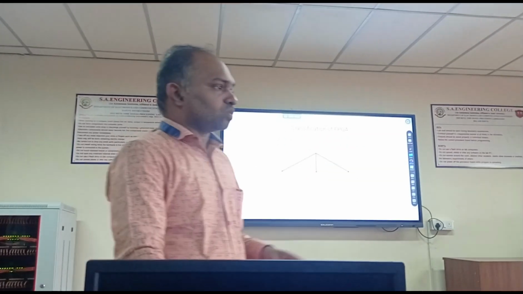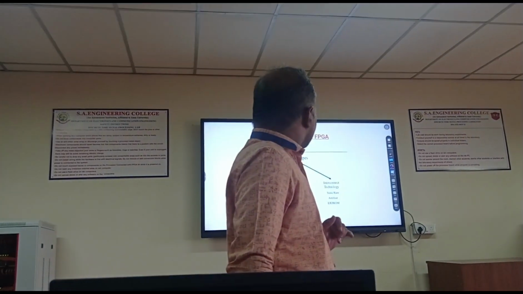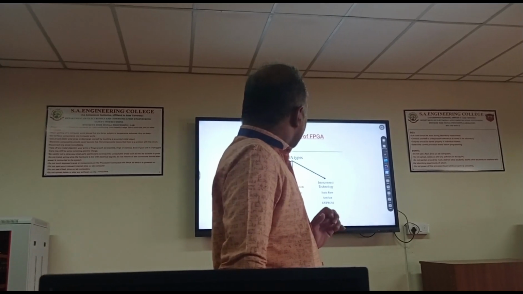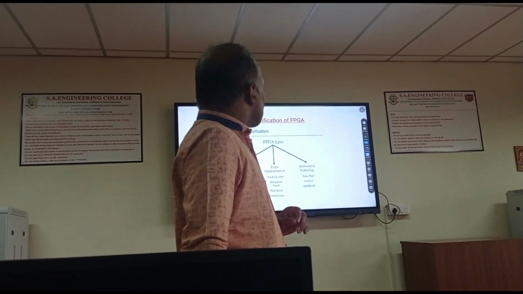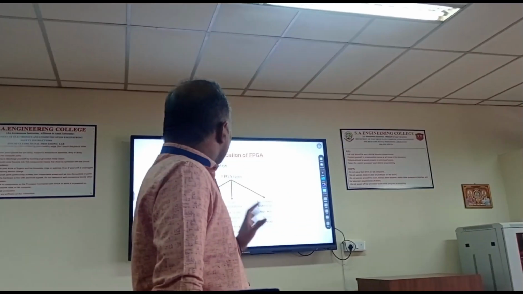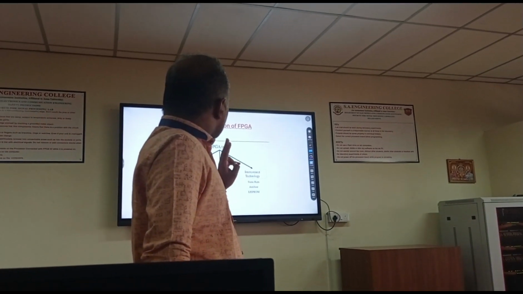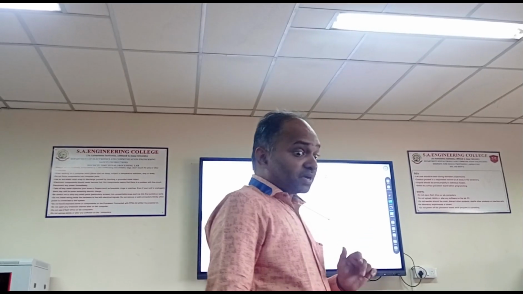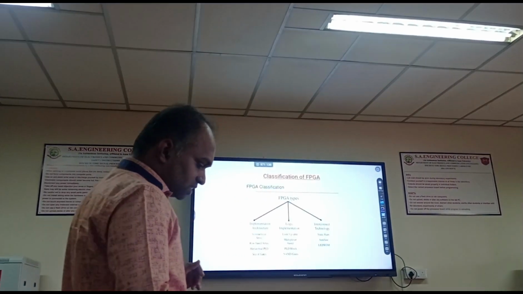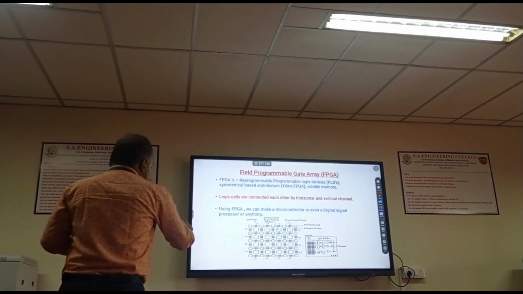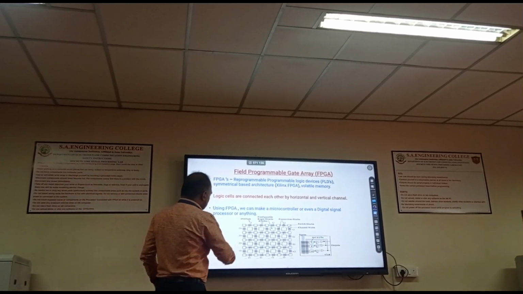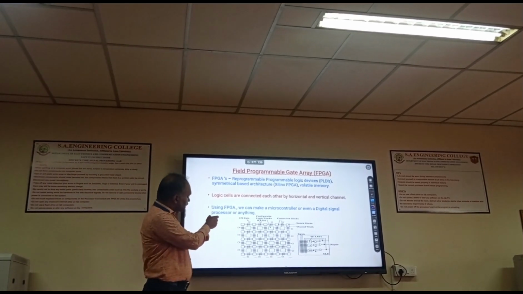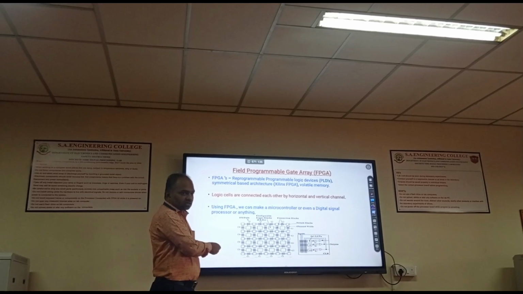FPGAs are classified into 3 types based on implementation architecture, logic implementation, and interconnect technology. Based on the implementation architecture, there are 2 classifications. One is symmetrical based architecture, the other one is row based architecture. So how does symmetrical based architecture work? The one which I have shown here is a row based one. Row based one means the logic cells are placed row wise, right?